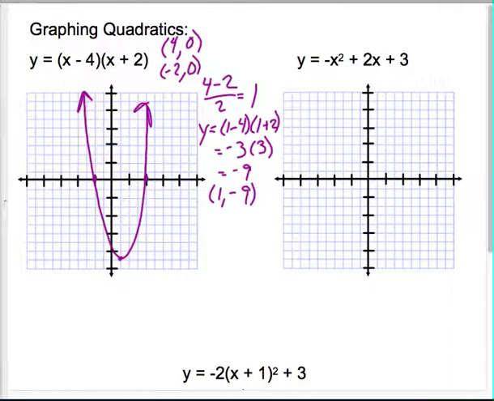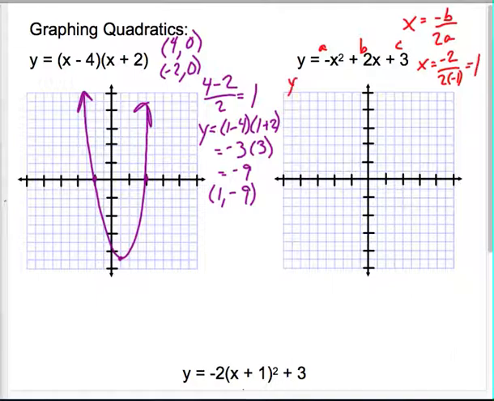For my second quadratic, this is in standard form. So to find the axis of symmetry, I use the formula x equals negative b over 2a. Remember, we've got our a, b, and c. So negative b, or the opposite of b, would be negative 2, over 2 times negative 1. So I get an axis of symmetry of positive 1.